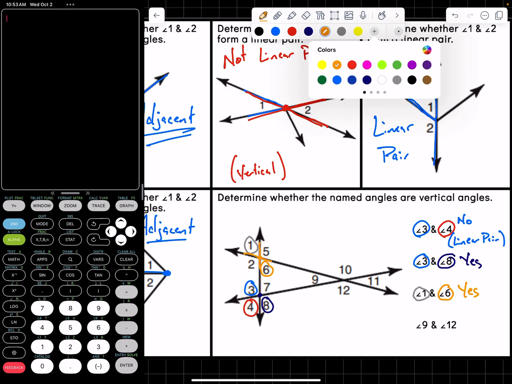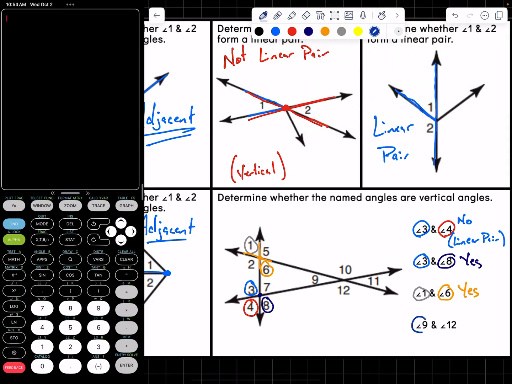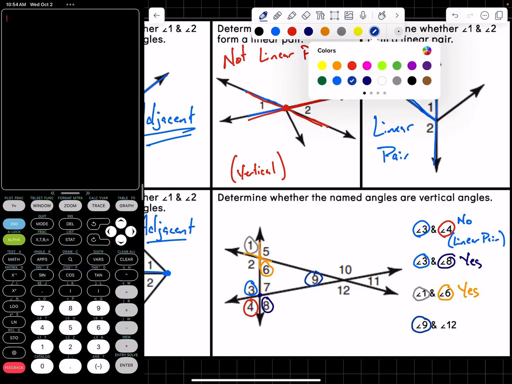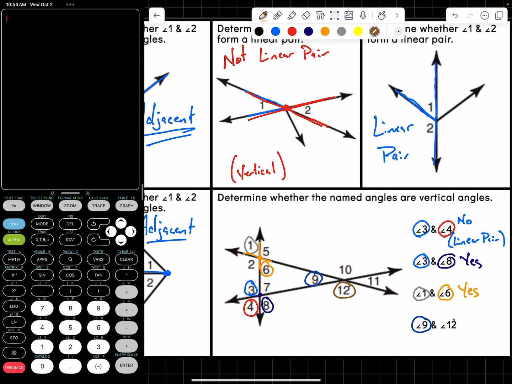And then if I go a little bit further, we've got 9, and then we've also got, let's use this, 12. Well, they are, again, not opposite each other. They actually form another linear pair.